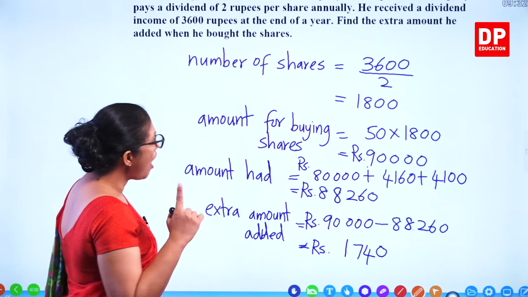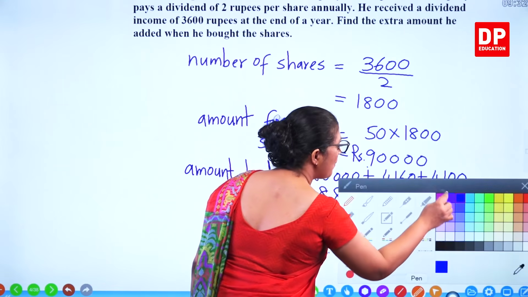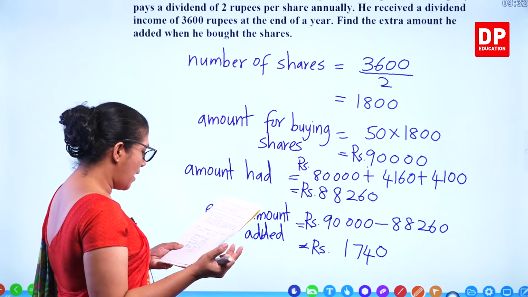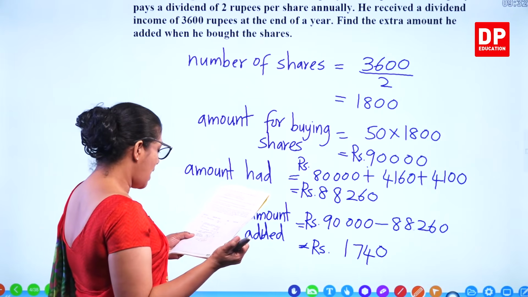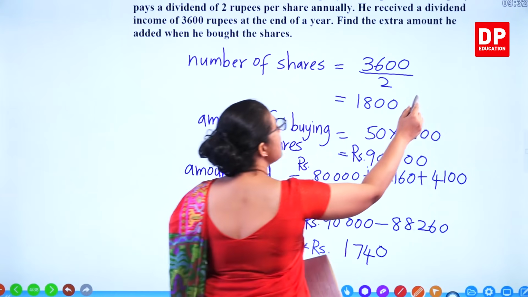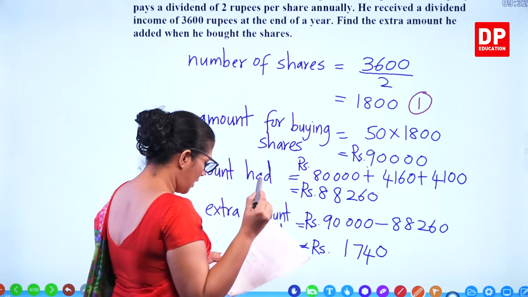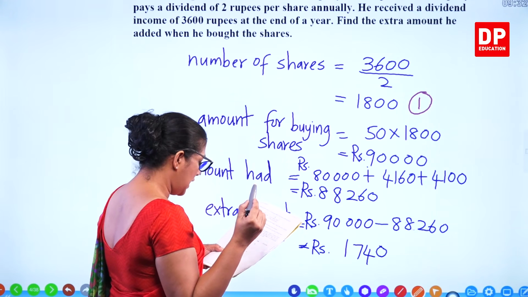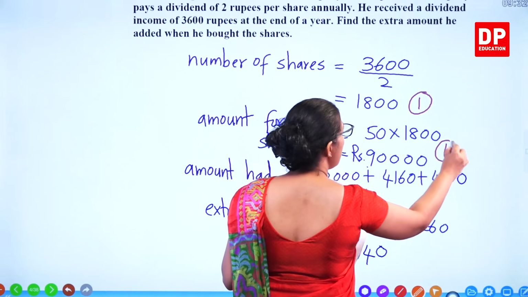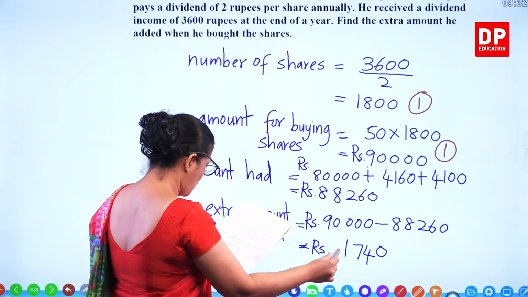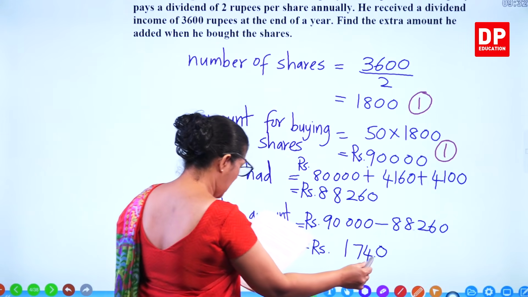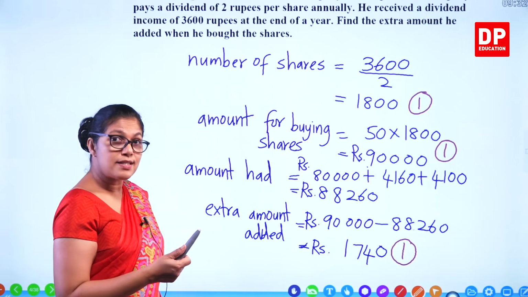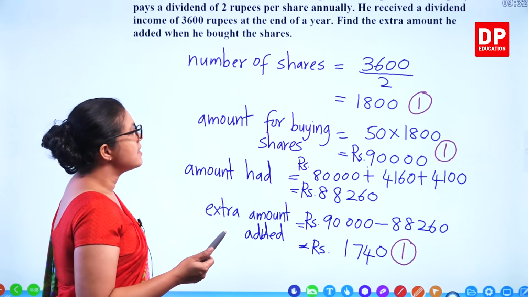So now we'll see how you get marks for this step. Third part, so it's only 3 marks. 1,800, finding the number of shares, 1 mark. And 1,800 into 50, 1 mark. And subtracting this value to get 1,740, 1 mark. So earlier 7 marks and this 3, altogether 10 marks.